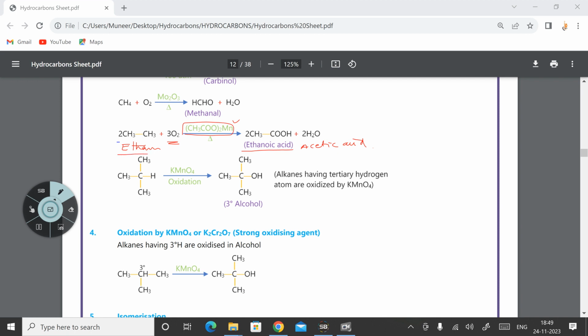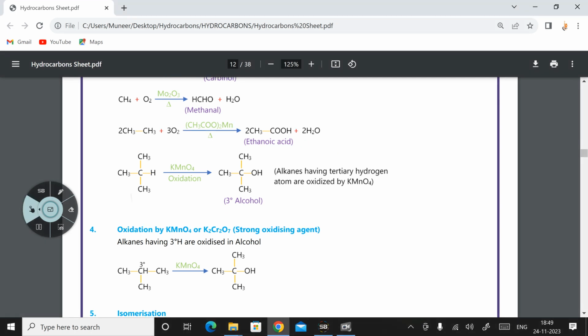When is it formed? When ethane is treated with oxygen in the presence of manganese acetate. Remember, in the presence of manganese acetate, ethane is converted into acetic acid. Ethane, not methane. Ethane is converted into acetic acid with manganese acetate.